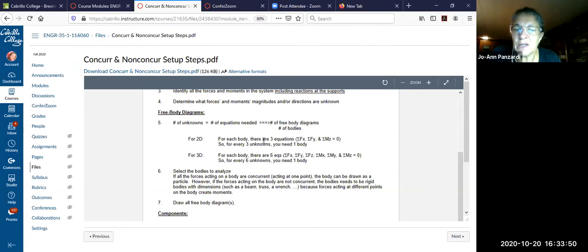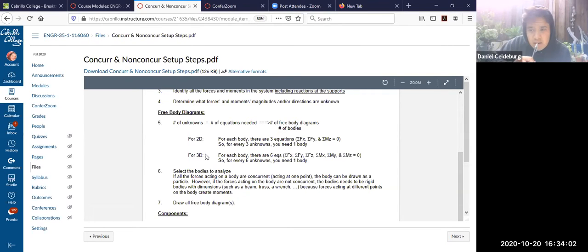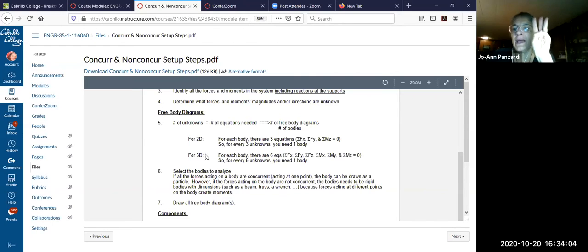Okay, Daniel C. For a concurrent statics of particle problem where all the forces were acting on the same point, how many equations did we have when it was in 3D? Wasn't it just 3? Sum of the forces in the X equals 0, Y, and Z. But now with these rigid bodies, we actually have 6 equations. So we can find 6 unknowns.